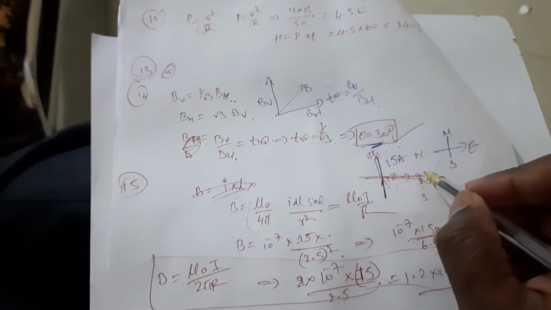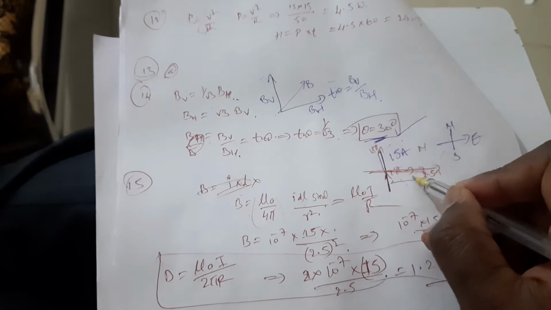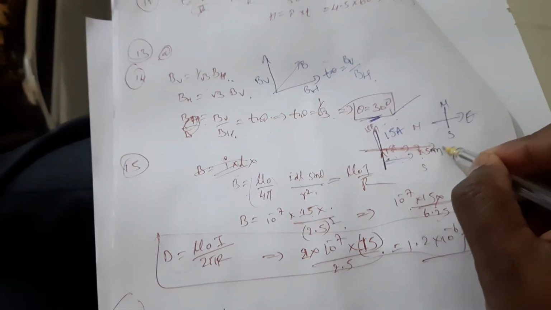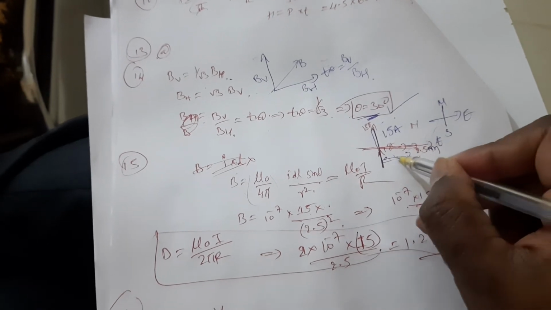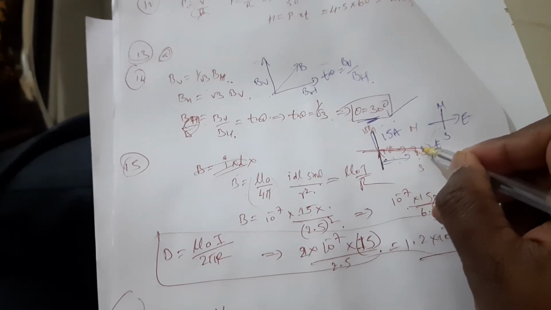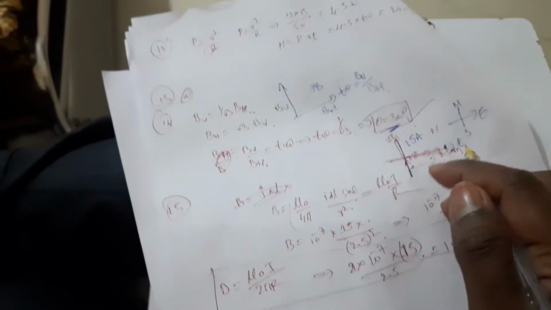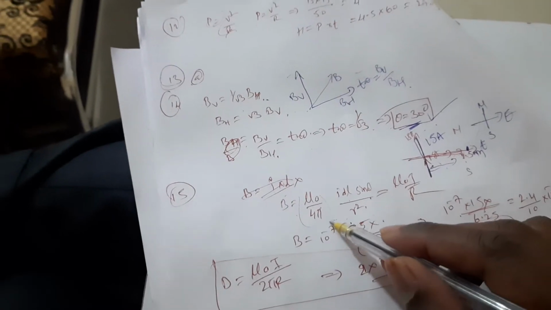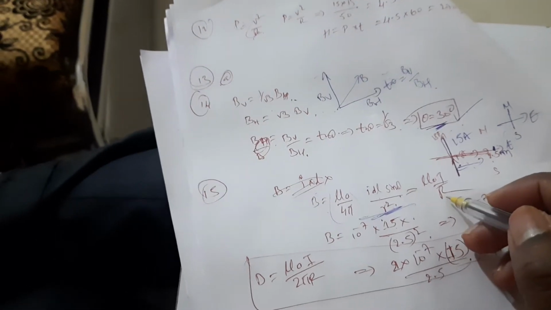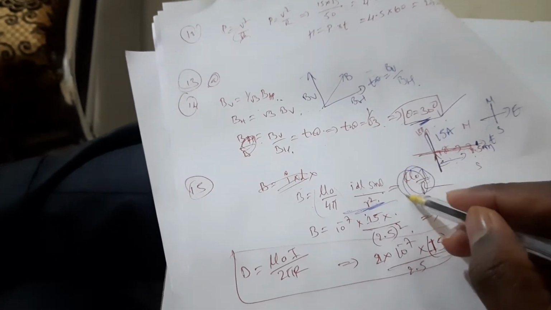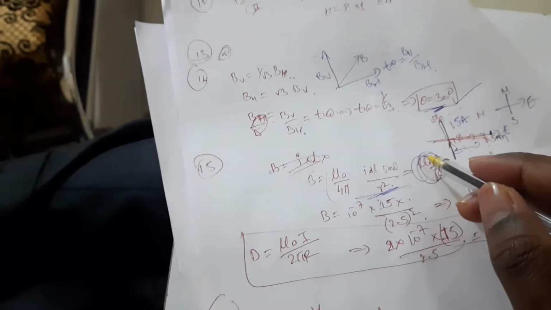But here the questioner has given a 2.5 meters distance in the east direction. They wanted the magnitude of the magnetic field. I looked at the Biot-Savart law for the magnetic field due to a straight current carrying wire, but one component was missed, that is dl. I am not able to get it.